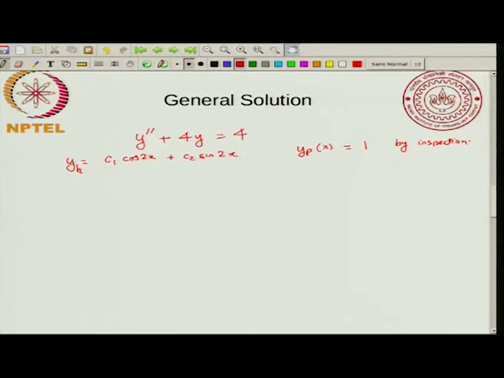Okay, we will come later to show you how it is possible to choose this in a more reasonable way, but if you just use this by inspection, we can choose this as the particular solution. So the general solution y looks like C1 cos 2x plus C2 sin 2x plus 1. That is the general solution of this differential equation.